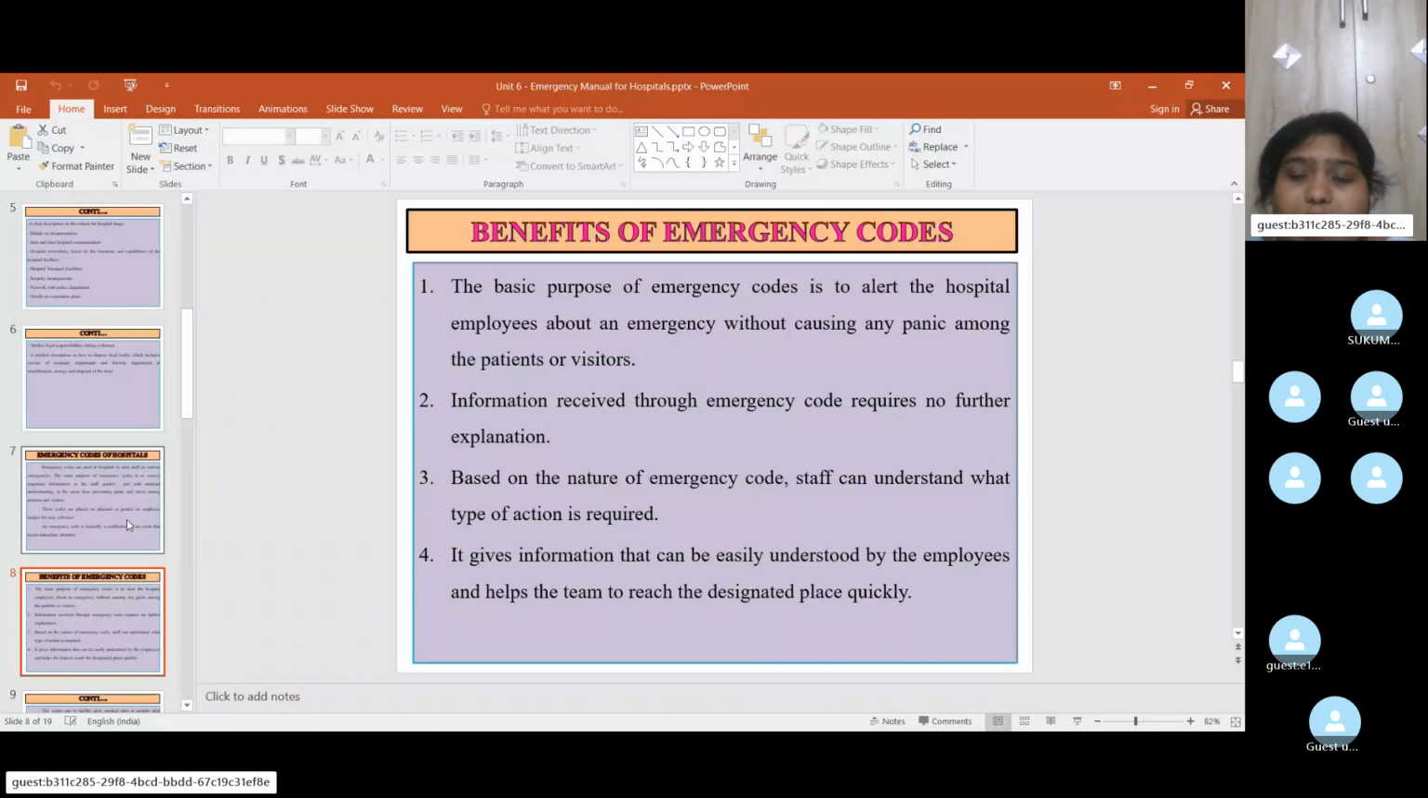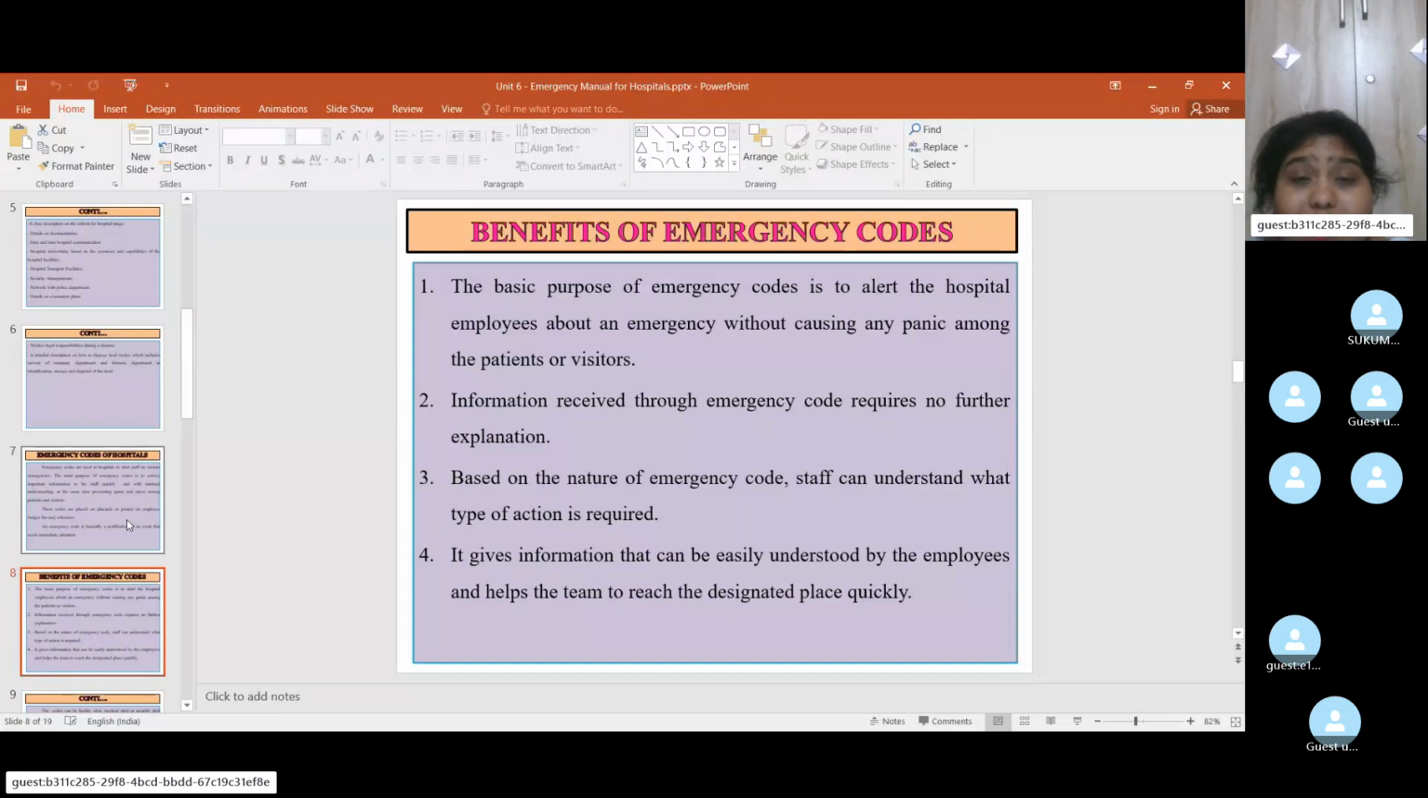Information received through an emergency code requires no further explanation. Once the code is activated, it means people are in an emergency situation and are in need of assistance. So for any code which is activated, the emergency committee should rush in. The hospital administrators and the management should rush in. They don't need to wait for further explanation. Based on the nature of the emergency code, staff can understand what type of action is required, and it gives information that can be easily understood by the employees and helps them reach the designated place quickly.